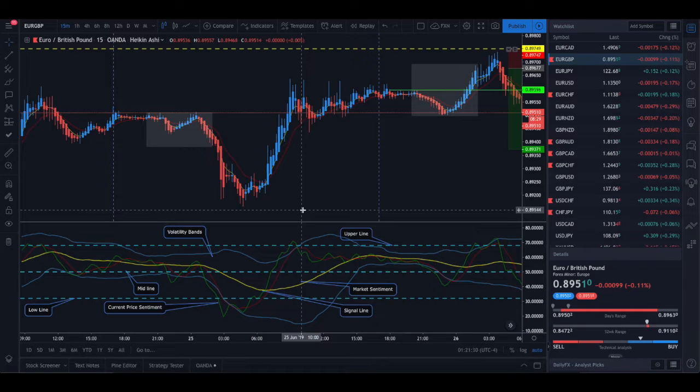So first example on this is Euro Pound. And as you can see, here is our Asian range. And then we do see that after the Asian range, we had a huge move down. And basically, we created a type 1 setup.